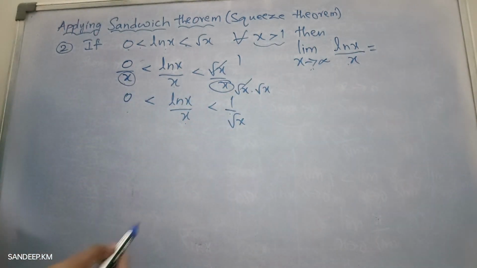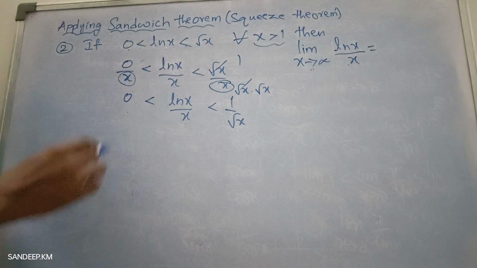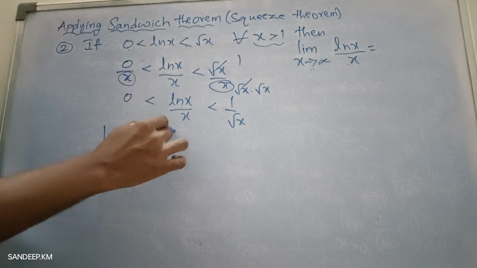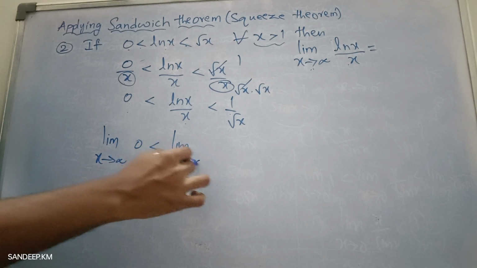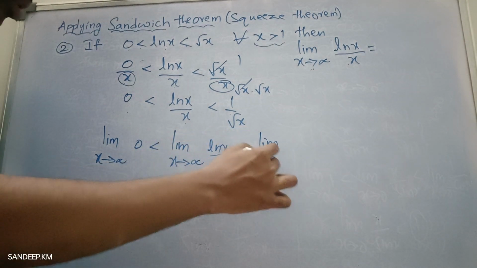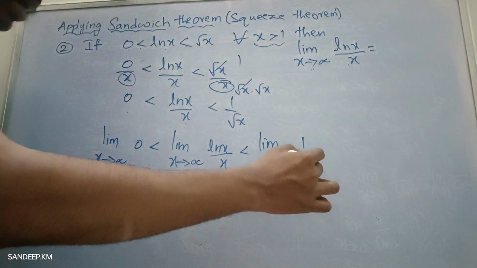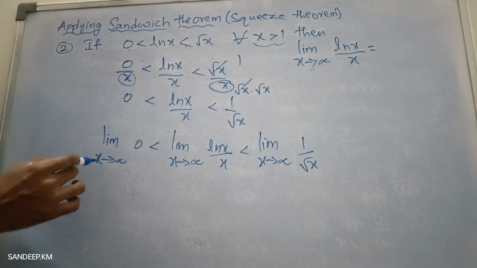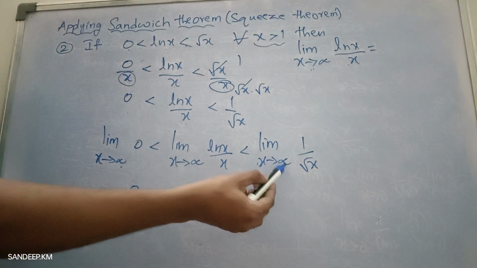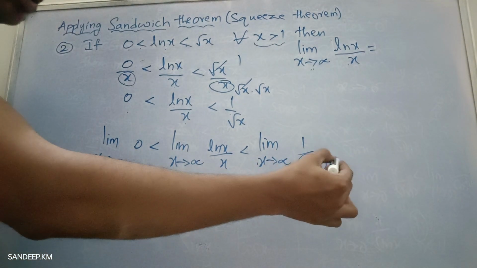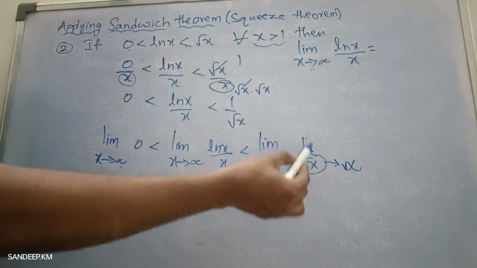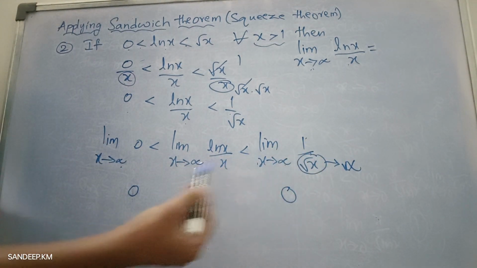Now let us apply limit x approaches infinity. Limit x approaches infinity of 0, less than limit x approaches infinity of ln x by x, less than limit x approaches infinity of 1 by root x. So when x approaches infinity, the value of 0 is 0. And when x approaches infinity, root x also approaches root infinity. Root infinity is taken as infinity. So 1 divided by infinity is how much? 0. Correct or not?